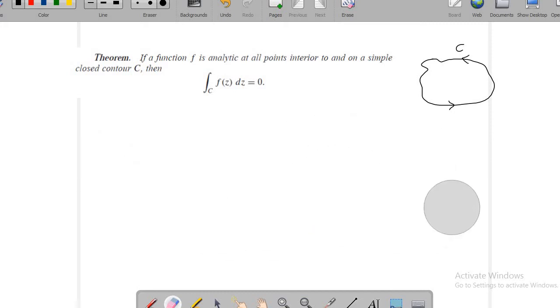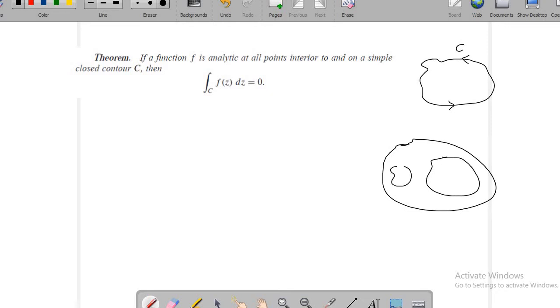Now we need to discuss the theorem for simply connected domains and multiply connected domains. So what is a multiply connected domain? This is an example of a multiply connected domain. It means you're not including the region inside these circles, or rather, let's say these shapes. You're not including this part, you're only including the other one.